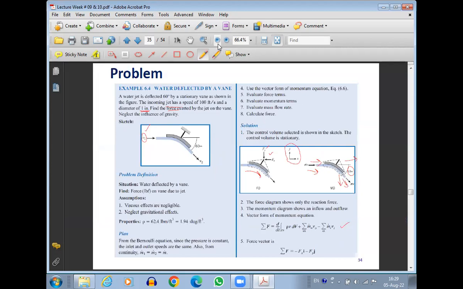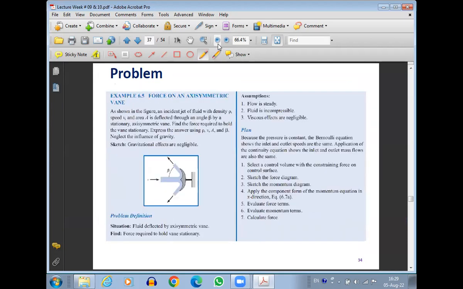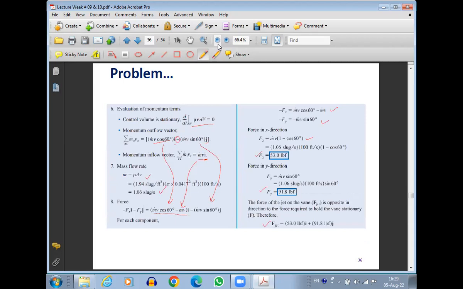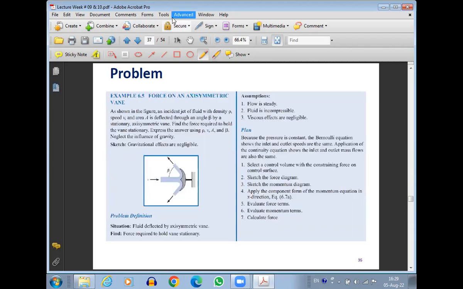If there is anything that is not clear, or anybody wants to ask anything regarding any specific step of the solution of this problem, please let me know. Everything is 100% clear. Then let's move over to the next problem.